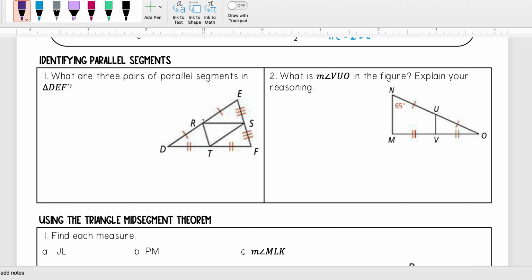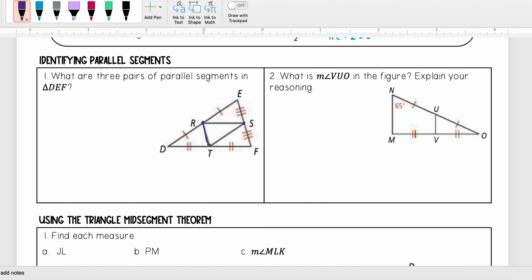So looking at this triangle, I have this mid-segment triangle, and I know that because R is a midpoint of DE, which is shown because of these congruency marks. R is right in the middle of DE. Same with S and T.